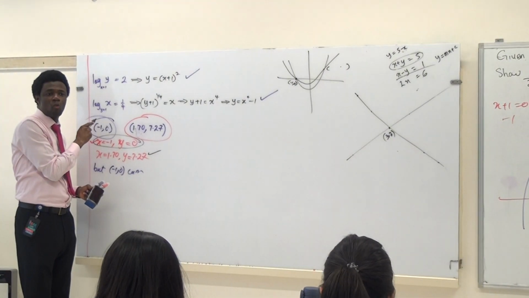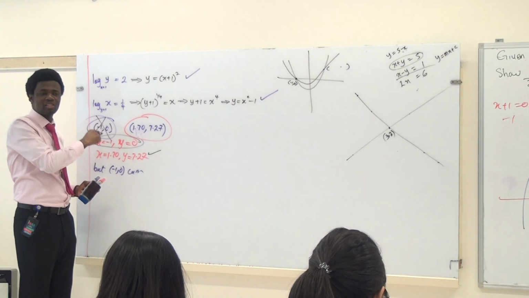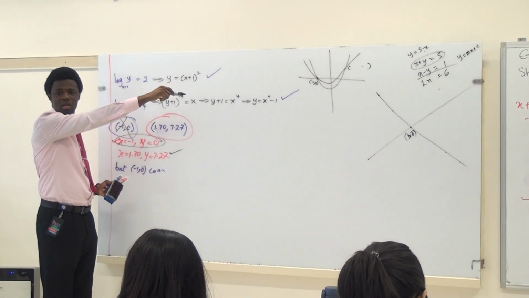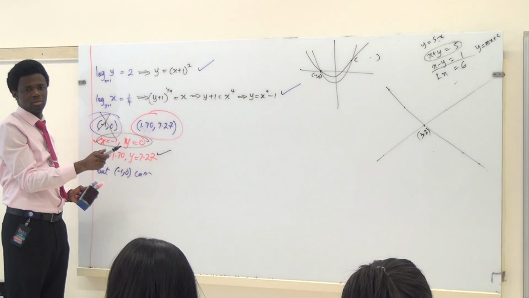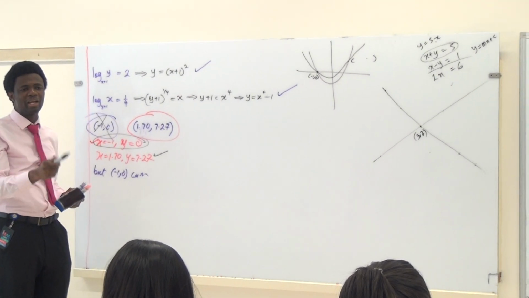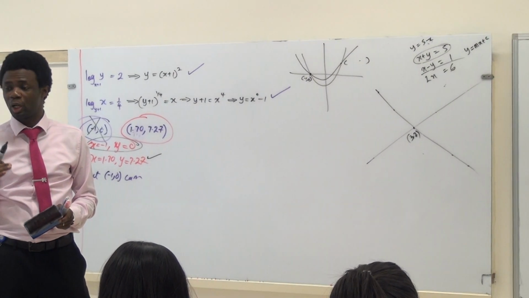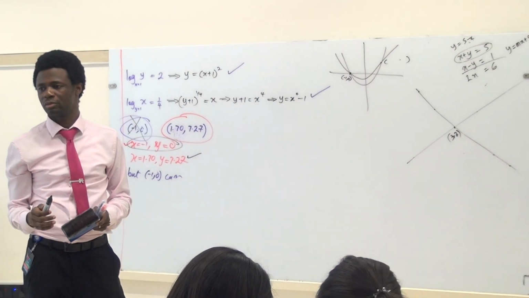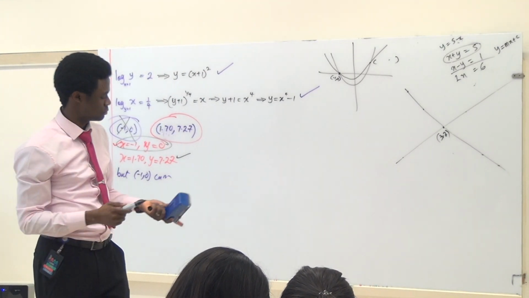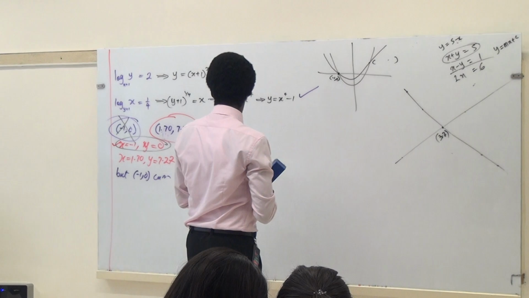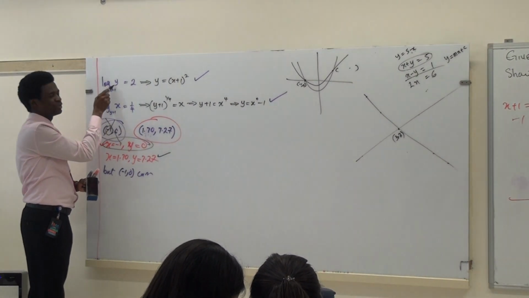So you have to justify why you are eliminating this as a solution. Even though x and y satisfy these, x cannot be negative, because the logarithm of a negative number does not exist. The number has to be positive, greater than 0. And even if x is satisfied, y is 0, which doesn't make sense.